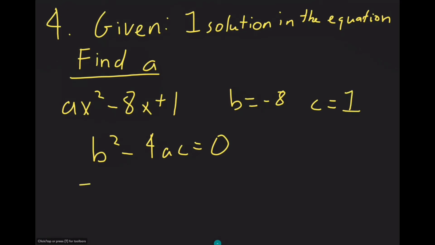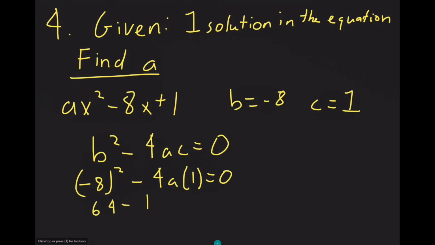So substituting in b and c, negative 8 squared minus 4a times 1 equals 0. So then it will be 64 minus 4a equals 0. And then when you bring 4a to the other side to make them both positive, and then you divide by 4 on both sides to completely isolate a, you get that a equals 16.